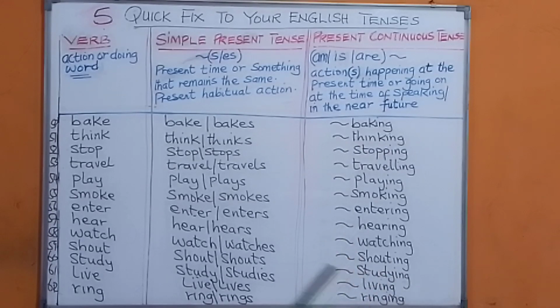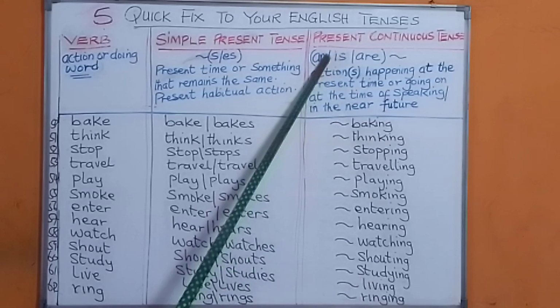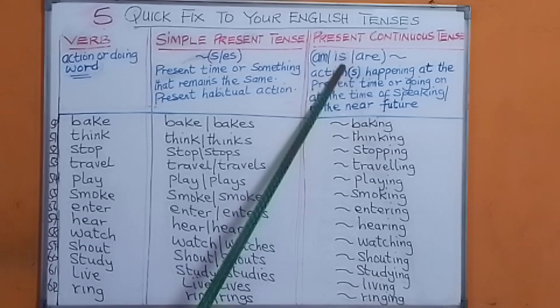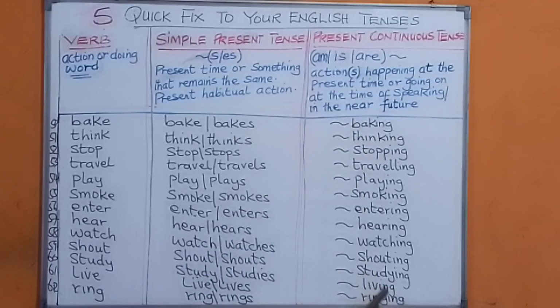They are studying hard. Live. That is where you stay. We live in Serekunda. We live in Banjul. But if it's one person, she lives in Serekunda. He lives in Serekunda. Living. I am living in Serekunda. He is living. We are living in Biafra land.